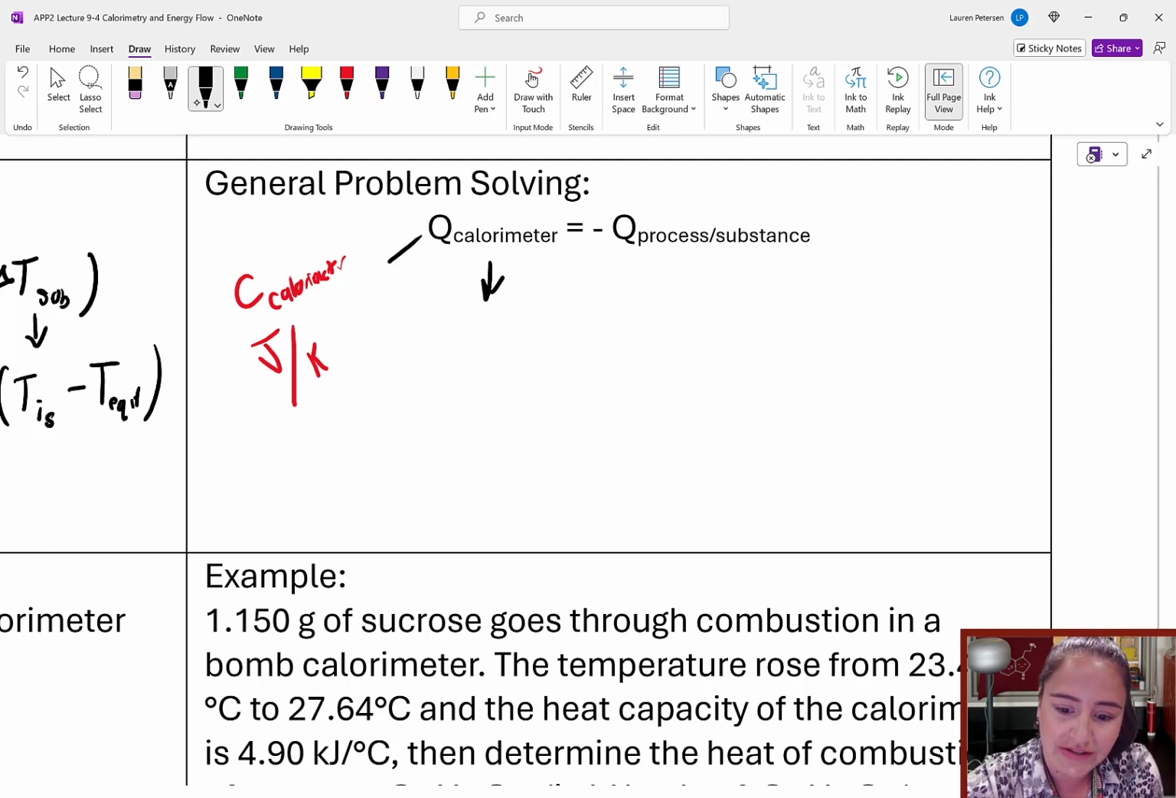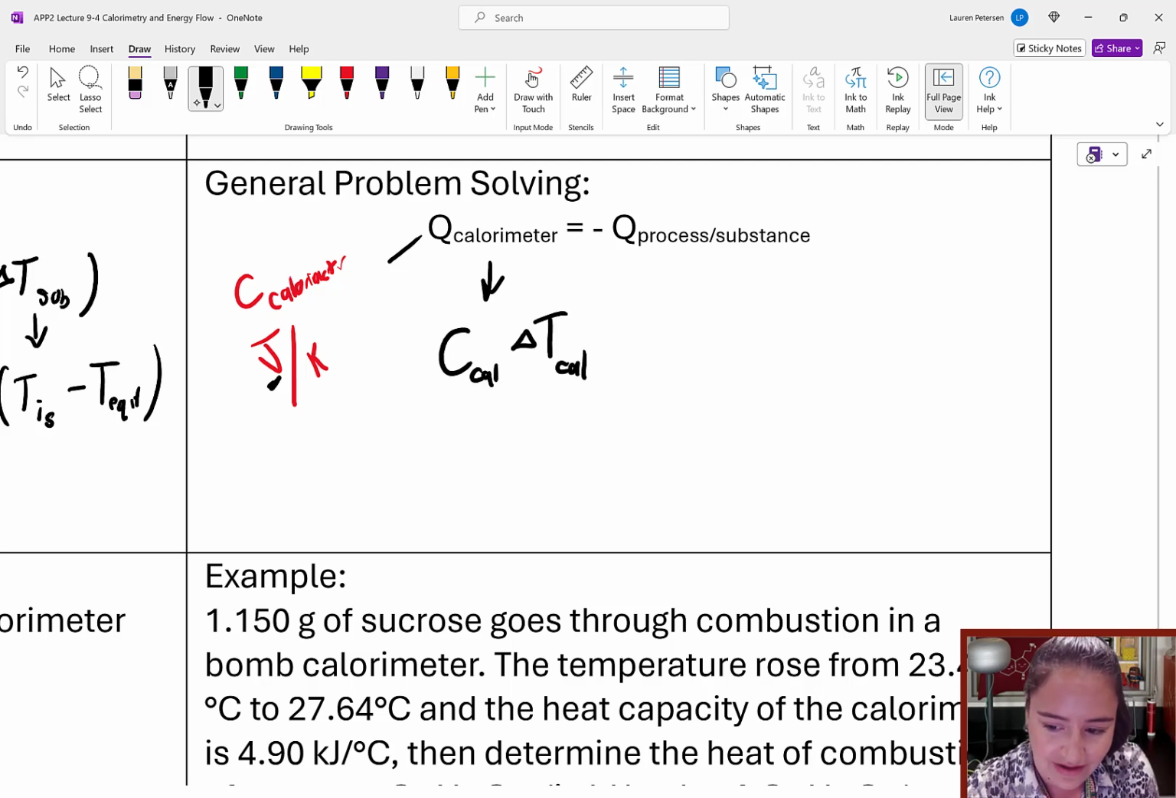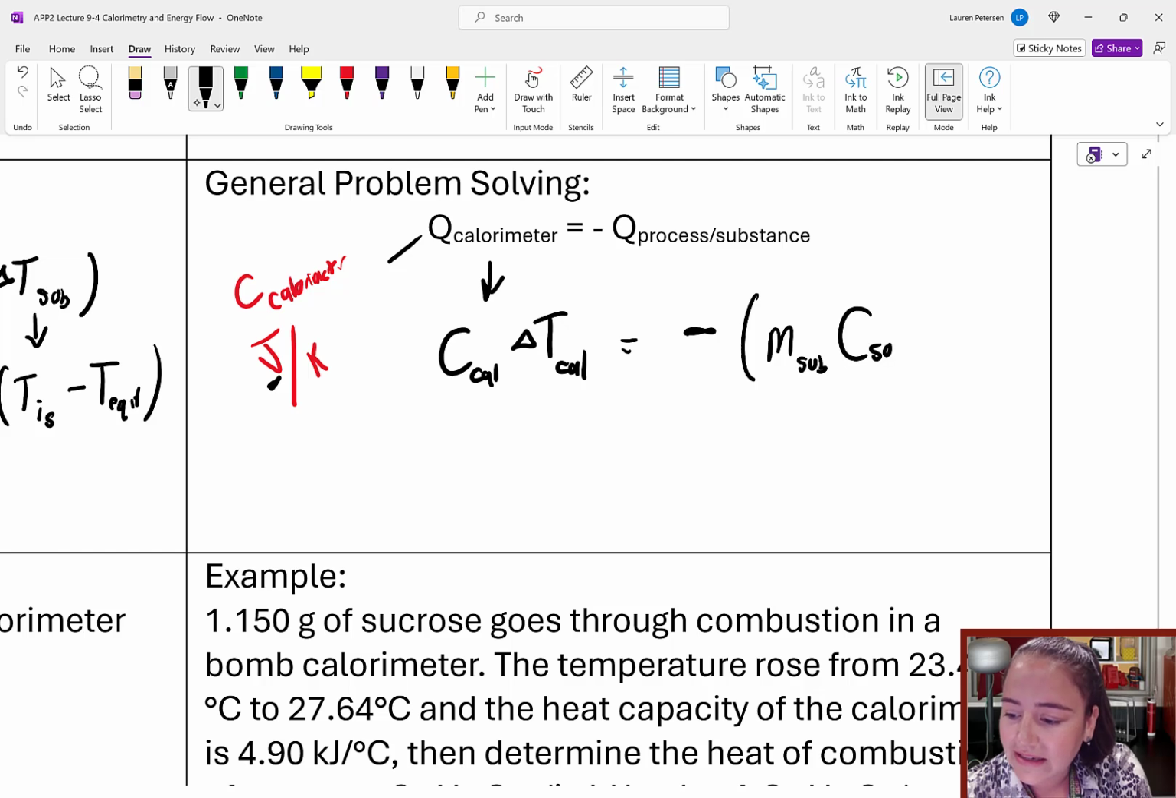Okay, because you want the units to work out. If we just want joule units, it'll just be C of the calorimeter times the delta T of the calorimeter, and that will equal negative MC delta T of our substance or process.